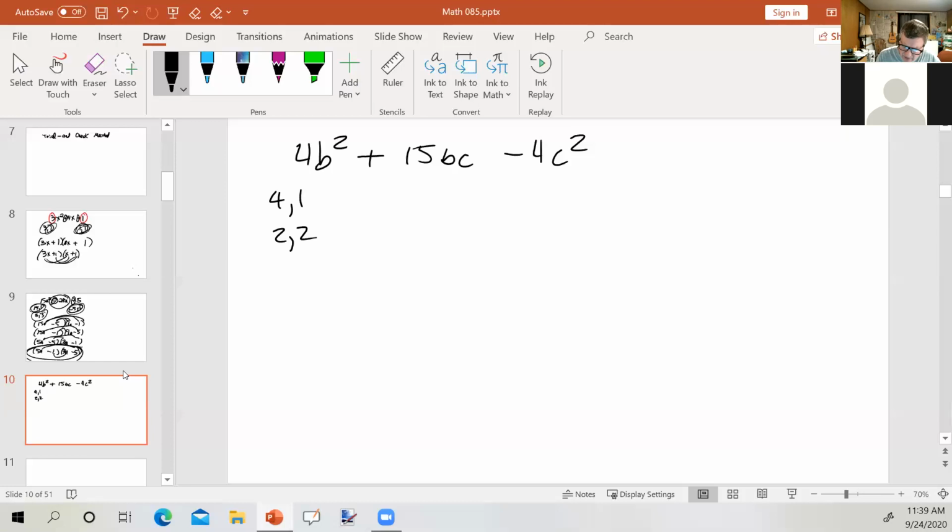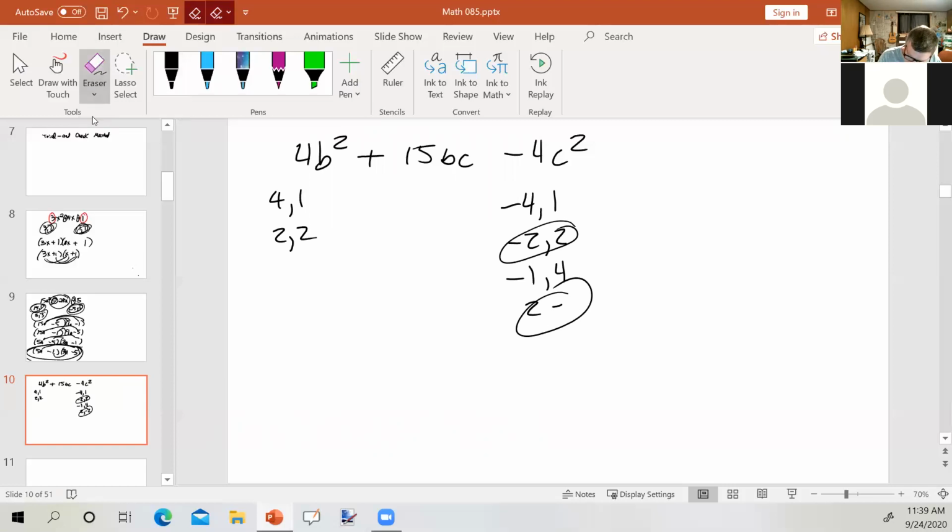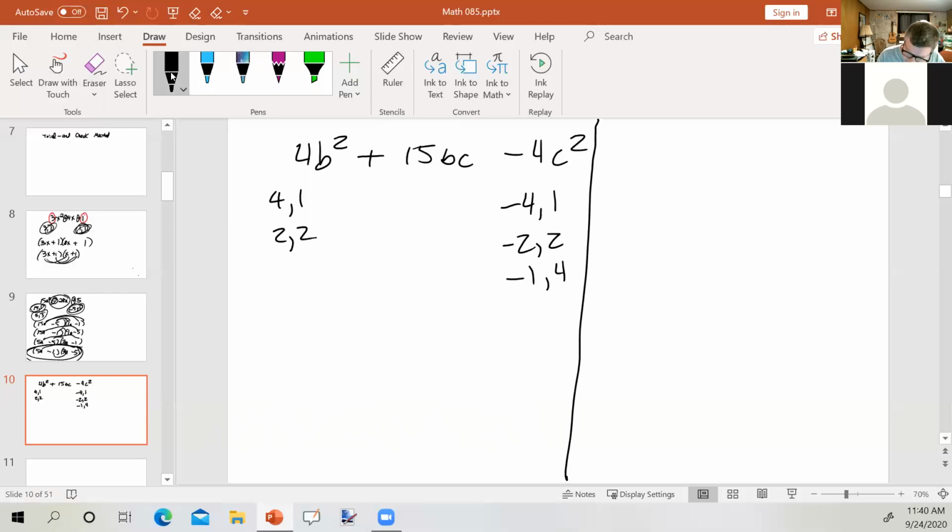Well, let's see. I've got a negative, so it's got to be one positive and one negative. So it could be -4 and 1, -2 and 2, -1 and 4, 2 and -2. But actually, can you see that those are basically the same? So I'm going to go back here and get rid of one of those. Okay. So here's all my possibilities. I could have a 4b and a 1b and a -4 and a +1.